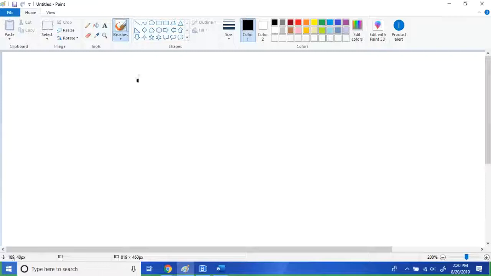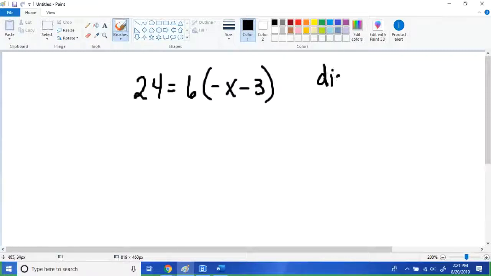Our next problem is 24 equals 6 parentheses negative x minus 3. You can always pause the video to give yourself time to try this on your own. Okay, the first step we need to do is get rid of the parentheses. Now we know this is not order of operations because there's not two numbers inside the parentheses. So we're going to be doing the distributive property again.